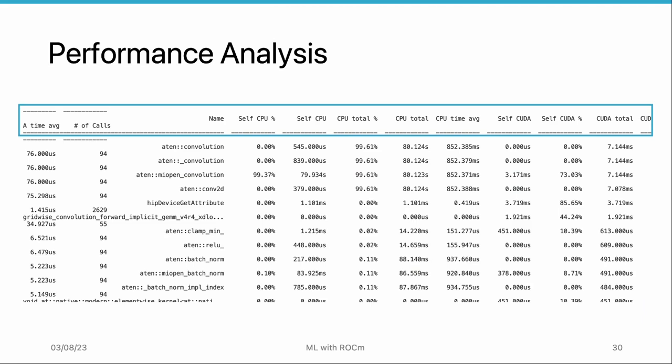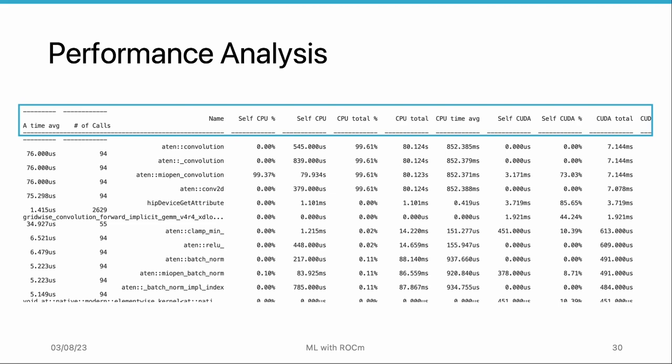After executing the Python script, we get the regular image classification output that we have discussed before along with the profiling table. The table provides a breakdown of different operations and their corresponding metrics. Let's go over some of the columns. The name column shows the name of the operations being profiled.